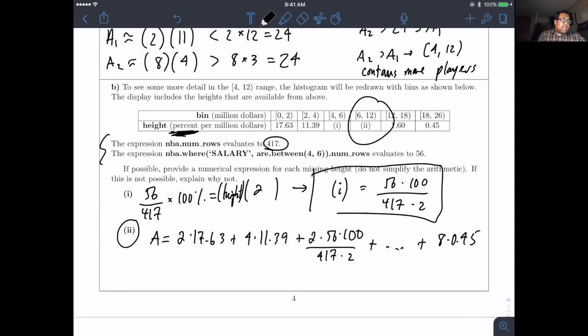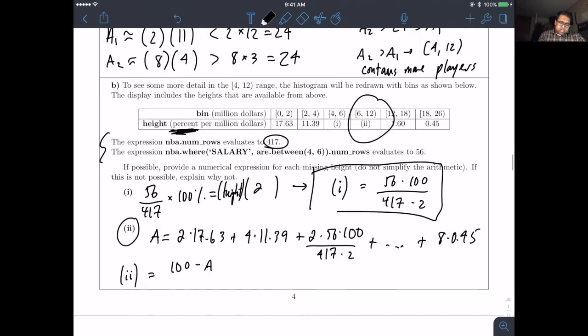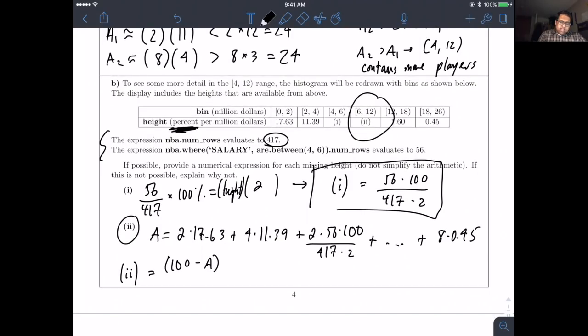So that means the area of the second bin should be the total area subtracted away, divided by, this will be the area of this bar, but the height of that bin should be that divided by the width of this bin, which is 12 minus 6, which is (100 minus A) over 6.